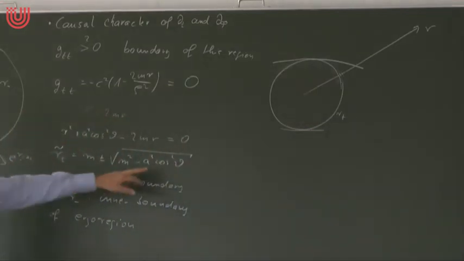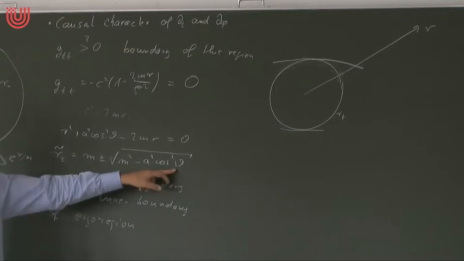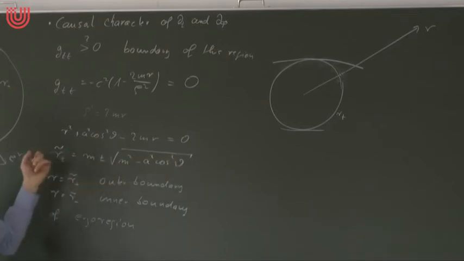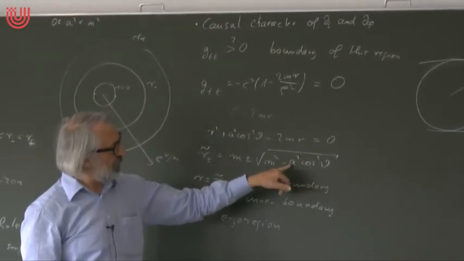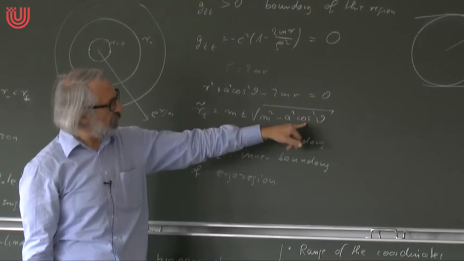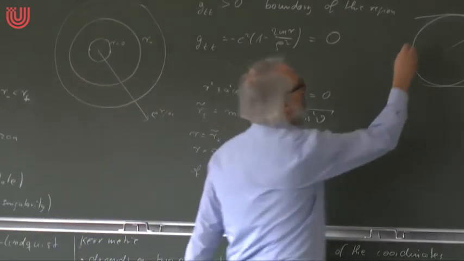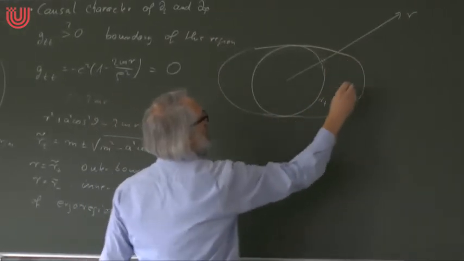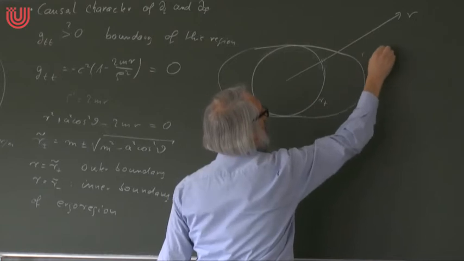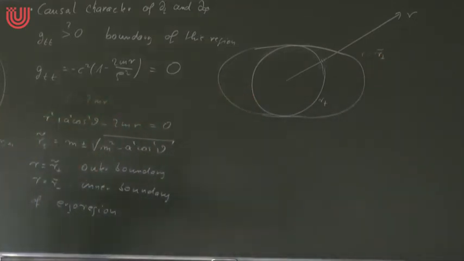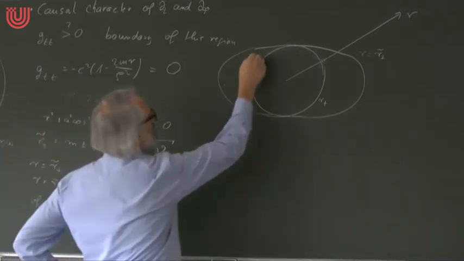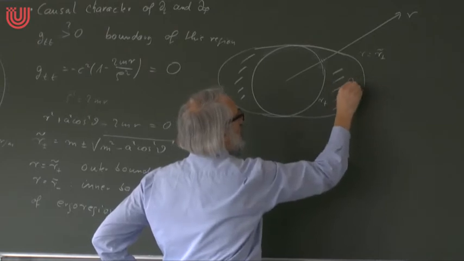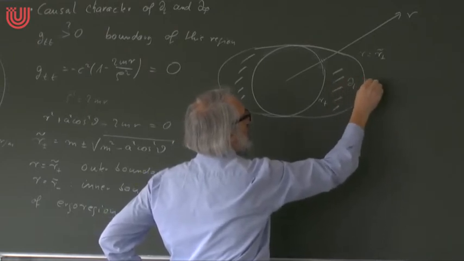But then you see, on the equator, cosine theta is 0. On the equator, I have a bigger value, because what I subtract here is smaller. On the equator, it's actually even equal to 0. So I have something like an elliptic deformation. So this is r equal r tilde plus. That's the ergo region. And here in this region, I have d by dt space-like. What does this mean?